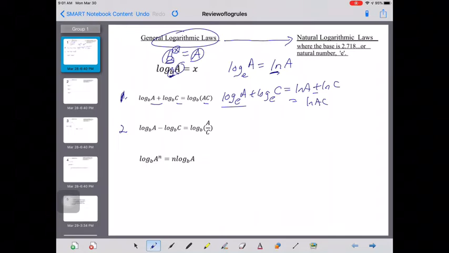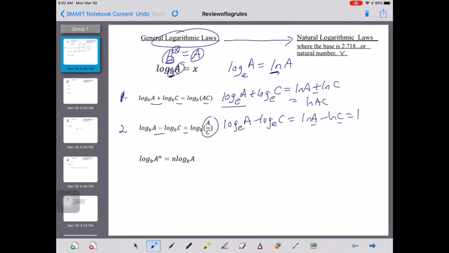Same thing for the log of a difference. When you subtract logs with the same bases, you divide the arguments. So we do the same thing: log_e(a) minus log_e(c) is the same thing as ln a minus ln c, in which case you're going to divide the arguments.